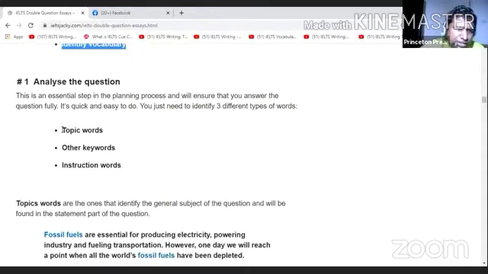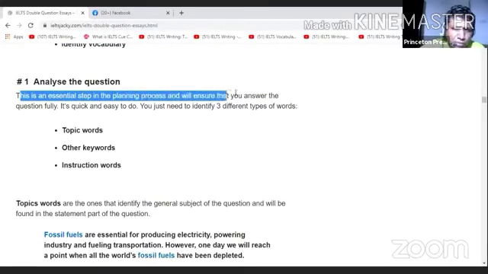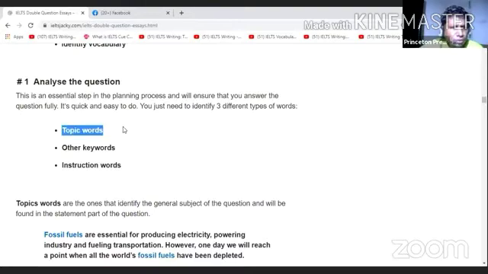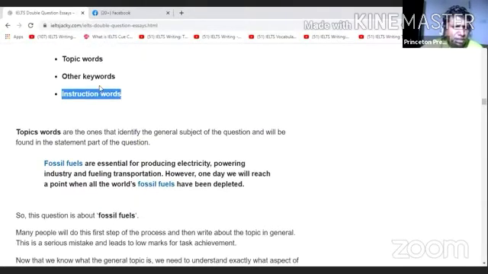Analyze the question. What is this? This is an essential step in the planning process and will ensure that you answer the question fully. It's quick and easy. First, we'll have to find the topic words, other keywords, and instruction words. Three types. What are the topic words?